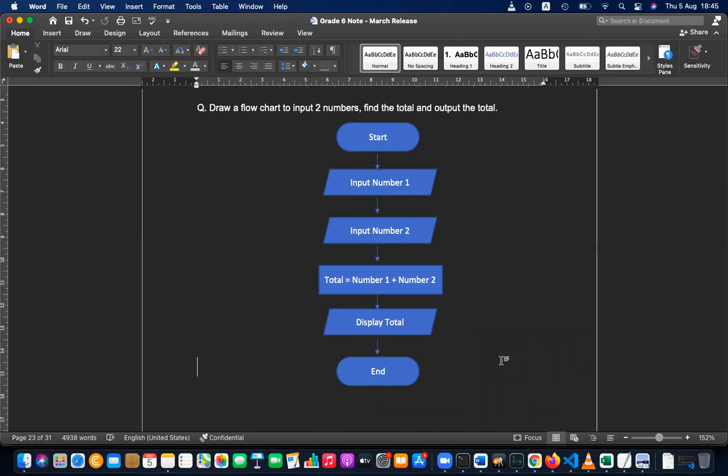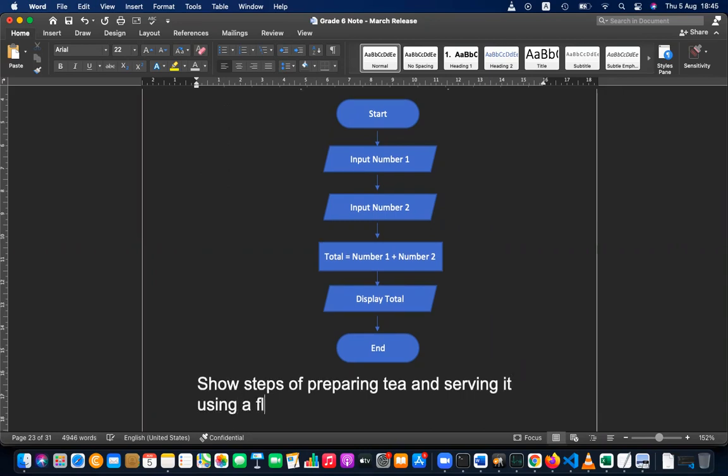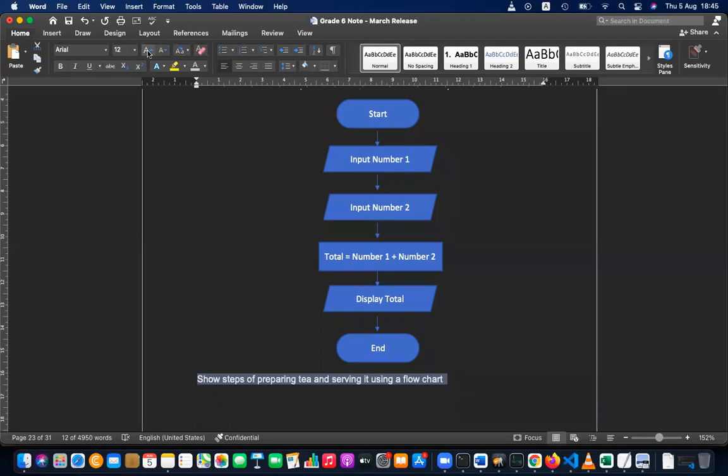After that, you can do the other one. Show the steps of preparing tea and serving it using a flowchart. That you can do alone, because I think in your home environment, in your house, you have at least prepared tea once.